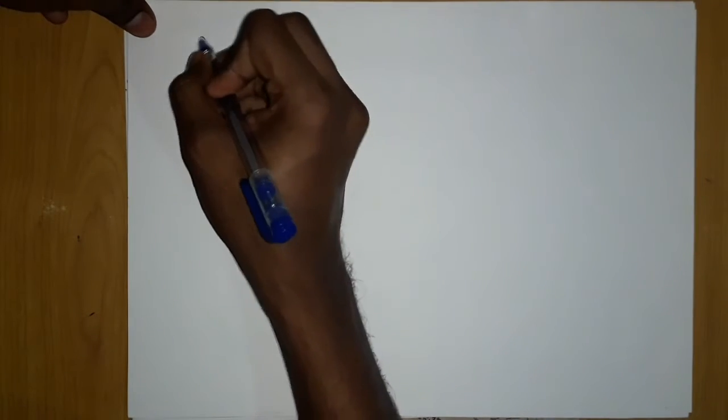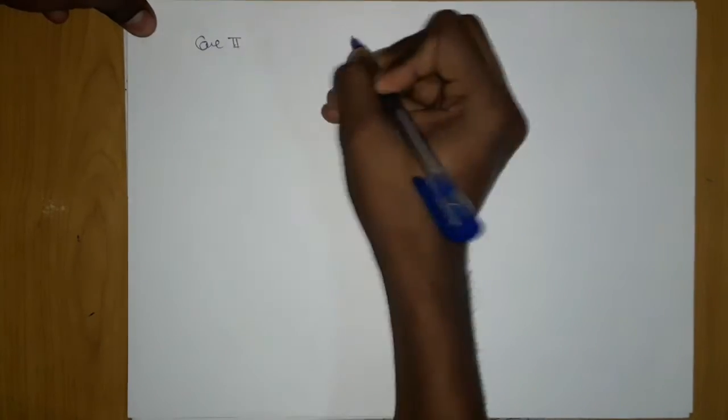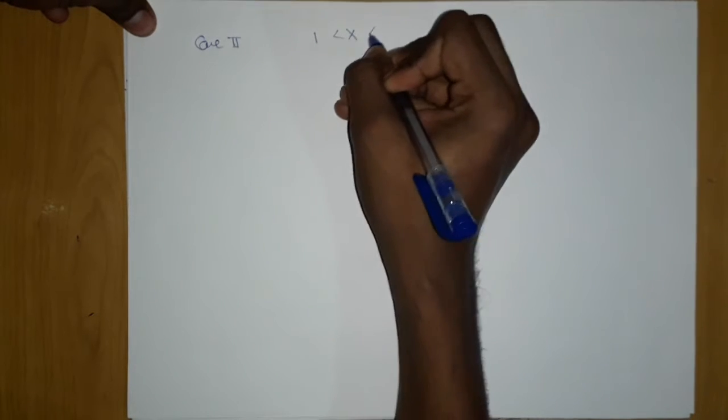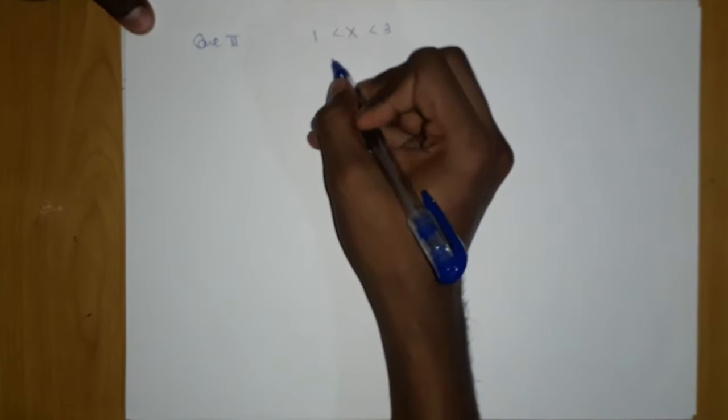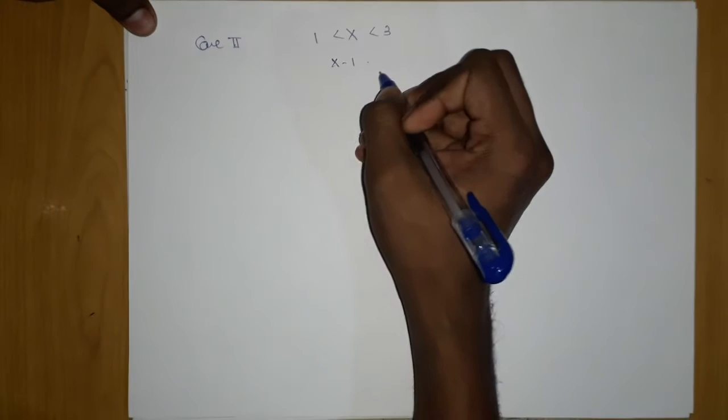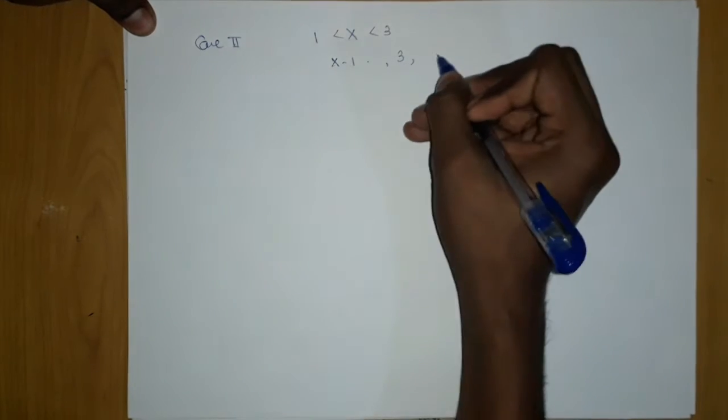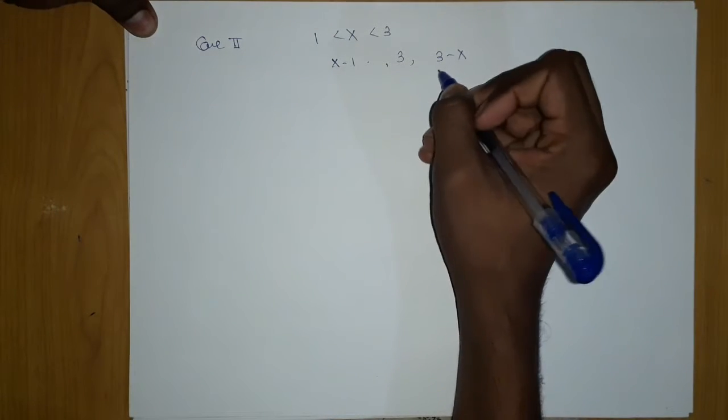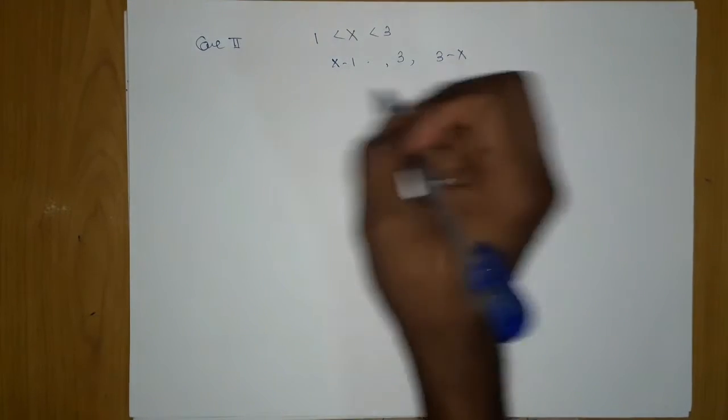Let me take the next page. Okay, case 2 is what? x is greater than 1 but less than 3. Okay, then what is the scenario? |x minus 1| will open like this, and 3 will be like that, and |x minus 3| will open like this.